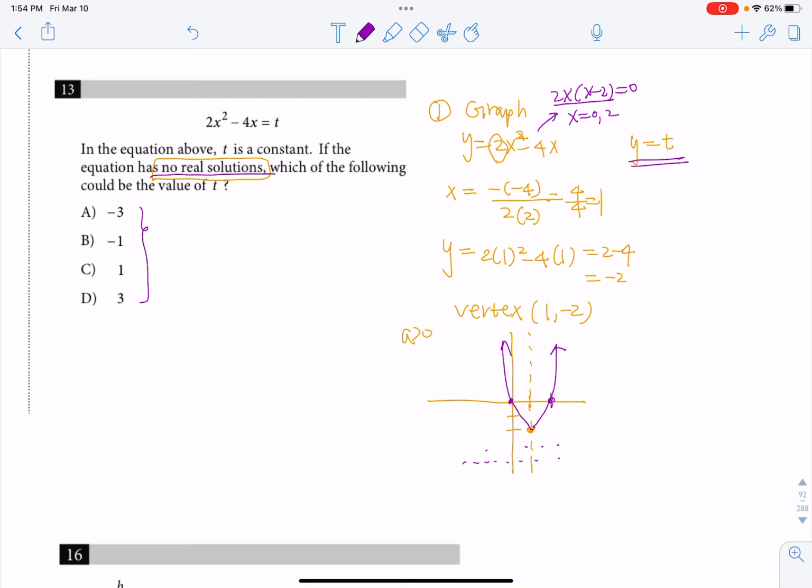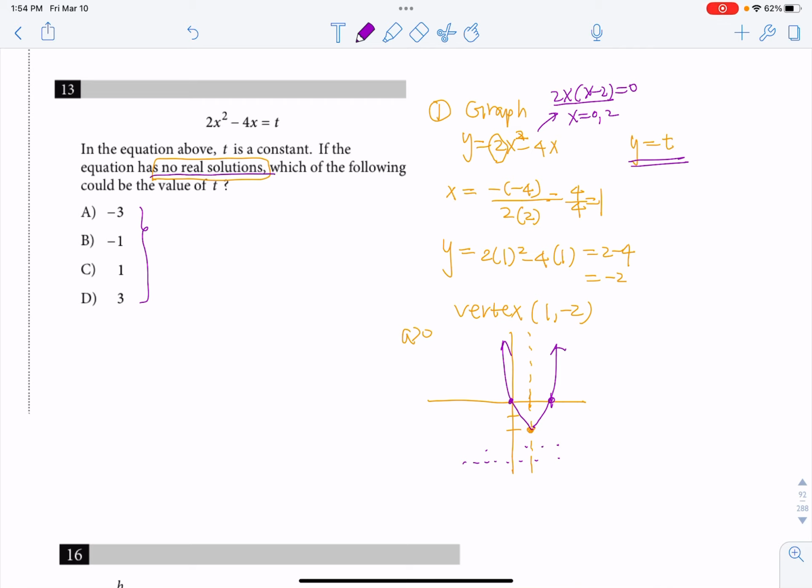If you graph negative 1, it will be here. There are 2 intersecting points. For x equal to 1, 2 intersecting points. For x equal to 3, 2 intersecting points. So the only one that doesn't have any real solution will be negative 3. That's the first method.